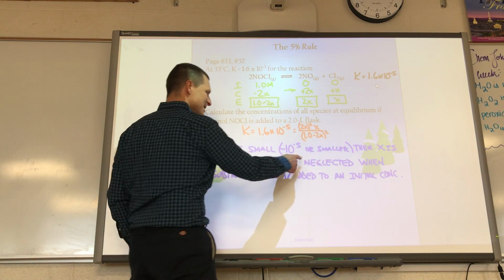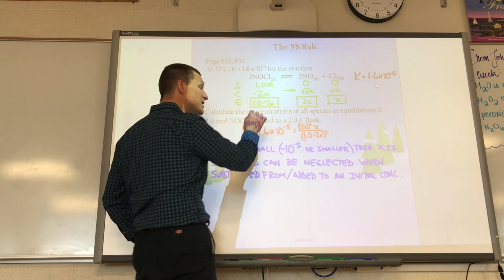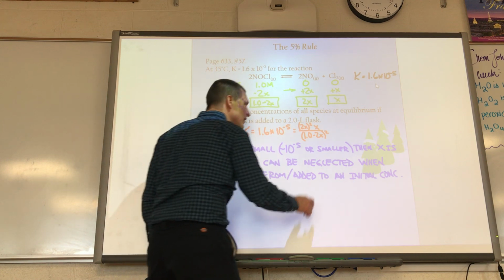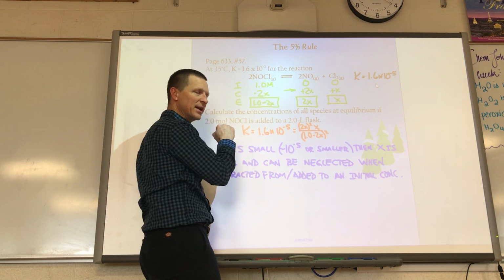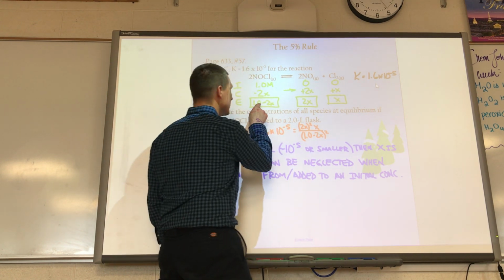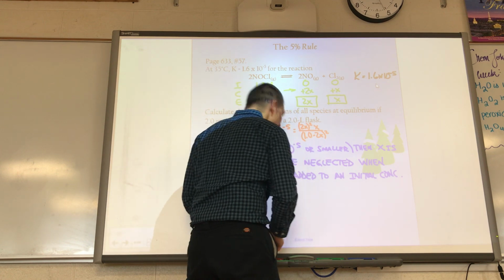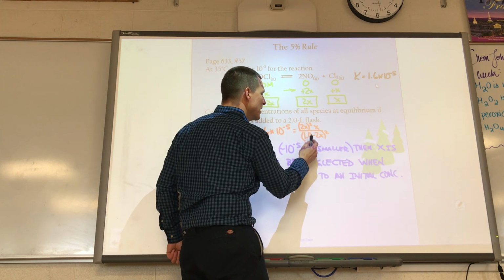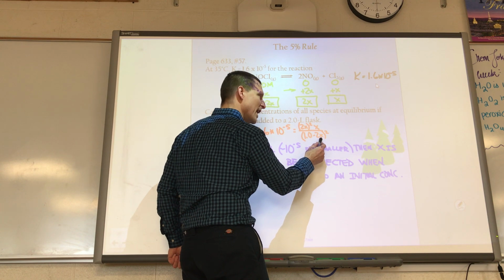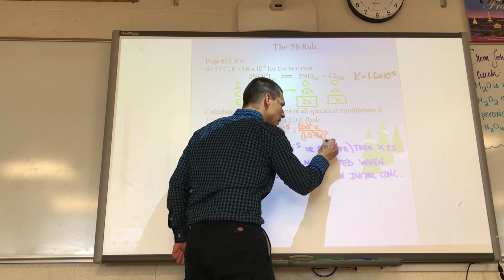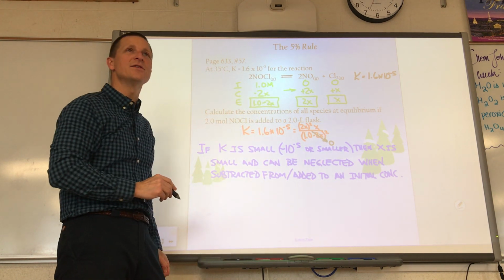So what that means is this, and this is what I'm saying down here. If x is really small, then you can neglect it when it's being subtracted from an initial concentration. Which it is here. The initial concentration was 1. So I'm going to come up here to my, see how it's 1 minus 2x? That x is small. I'm just going to pretend that minus 2x isn't even there.